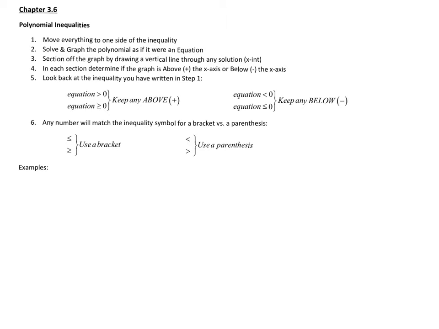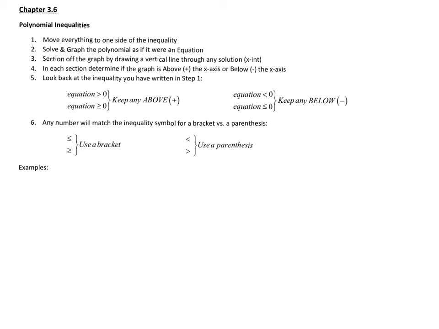So the first thing that we want to do is make sure that everything is on one side of the inequality. Once we have the entire expression on one side of the inequality, we can determine if that expression is going to be greater than or equal to, or less than or equal to 0. So 0 is the same number that we were using when we were solving.